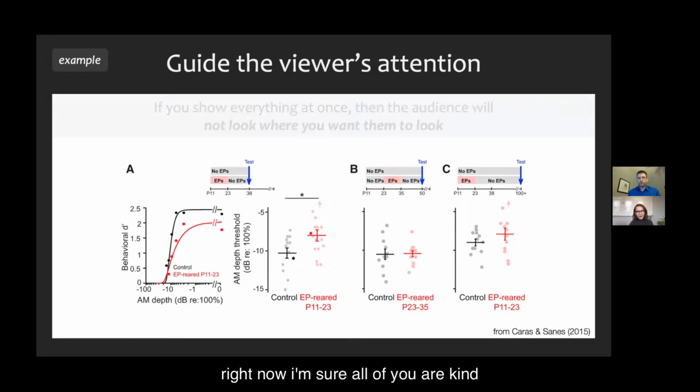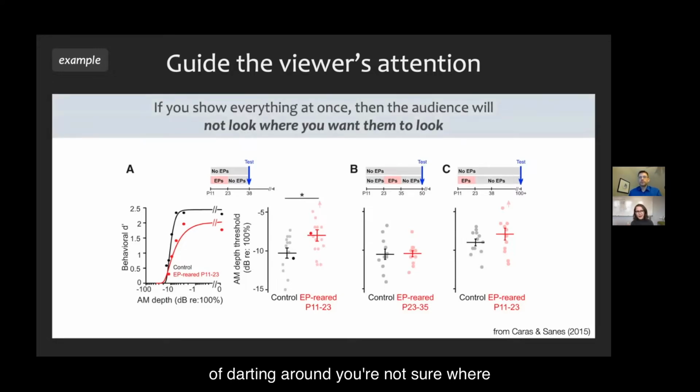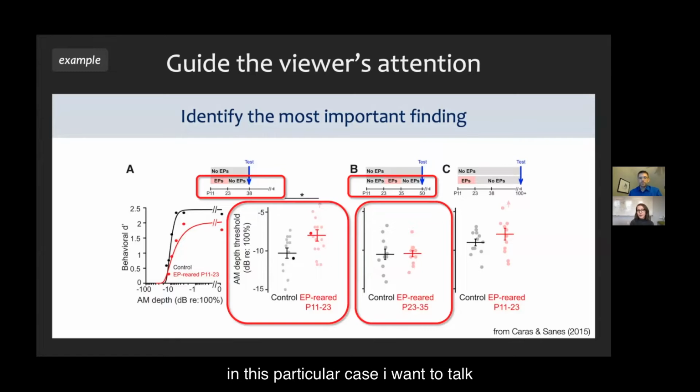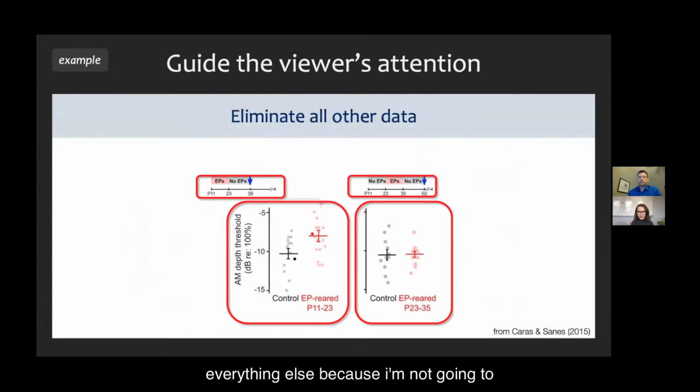Right now, I'm sure all of you are kind of darting around, you're not sure where to look, you're looking at the labels, you're looking at the data. This is not ideal, because I'm going to be walking through the figure, but you're not really going to be listening to what I'm going to say. So the first thing I would do is try to identify the most important finding from that figure. If I'm not going to talk about everything, then don't show it. In this particular case, I want to talk about 4 different things on this figure. Once I've identified those important findings, I'm going to eliminate everything else because I'm not going to talk about it.